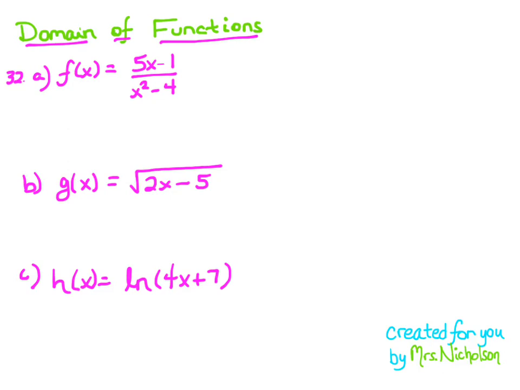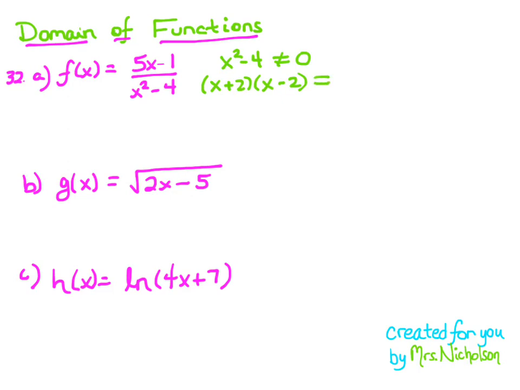On part A, we have a rational function, and with a rational function, the denominator cannot be equal to 0 because you cannot divide by 0. So I'm going to say x squared minus 4 cannot be equal to 0. And then we need to determine what x values would make that equation 0. So I'm going to factor. Anytime you have a quadratic or an exponent, you need to factor to be able to solve.